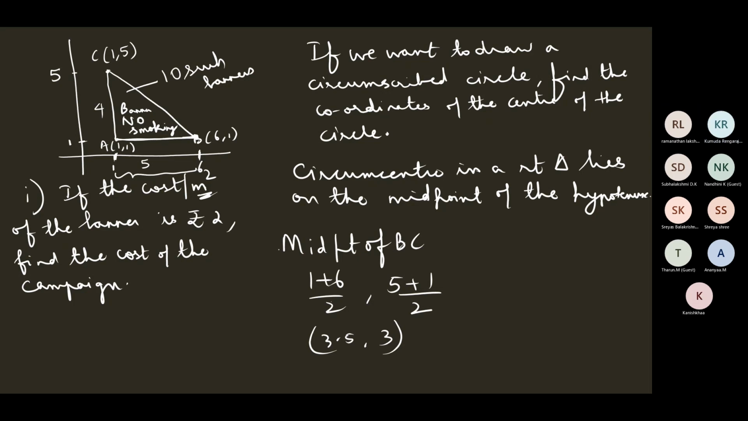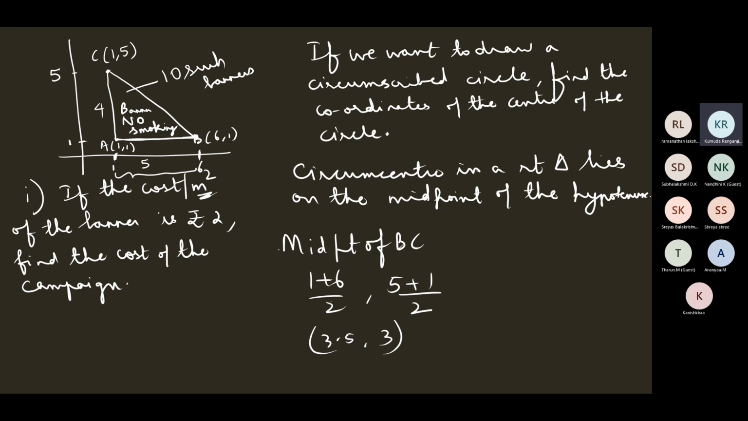Half into 5 into 4. 10. Nobody's answering. Very bad. Yes, ma'am. 10. So now image, so 10 plus 10, 20 will be the total area. Because if the triangle is reflected along BC, same area it will have. So 10 here, image 10, so totally 20.